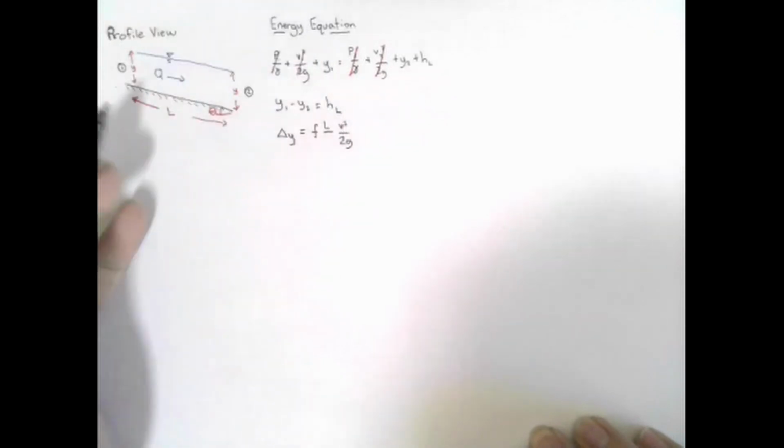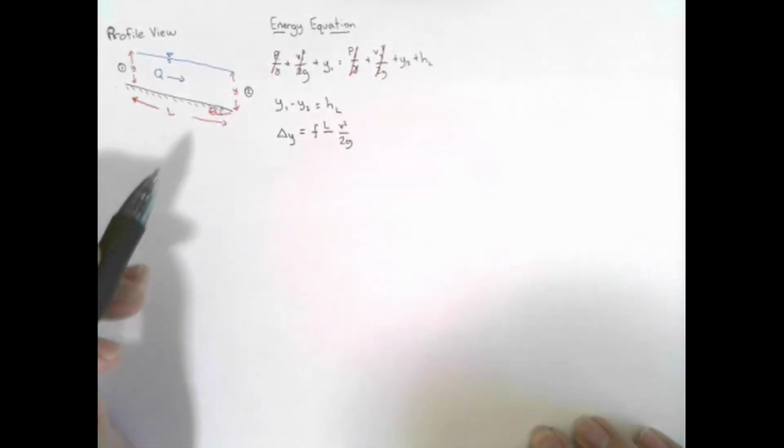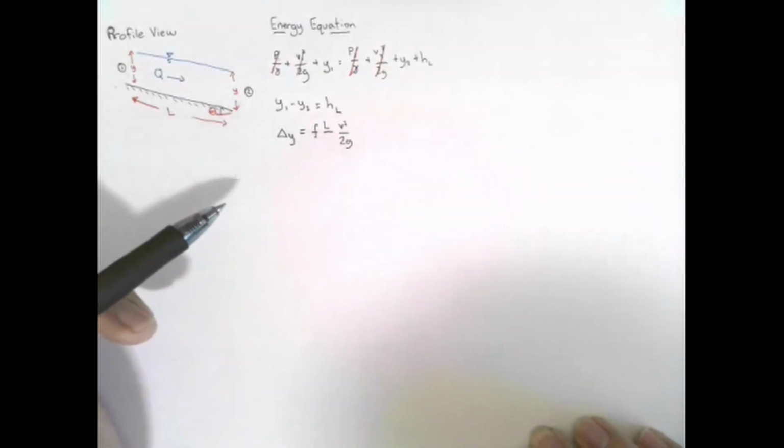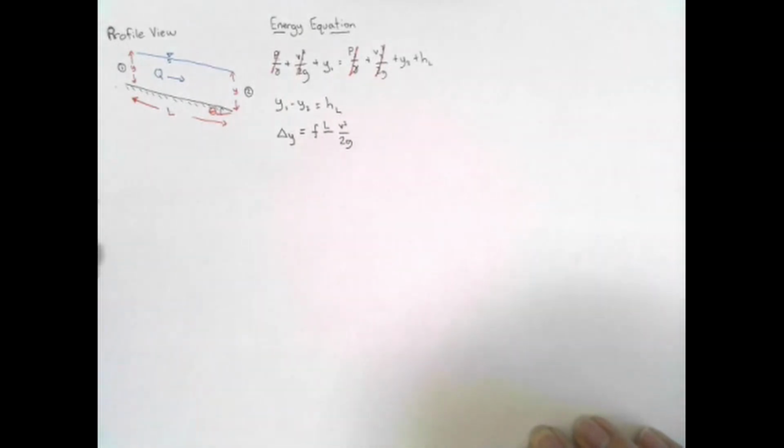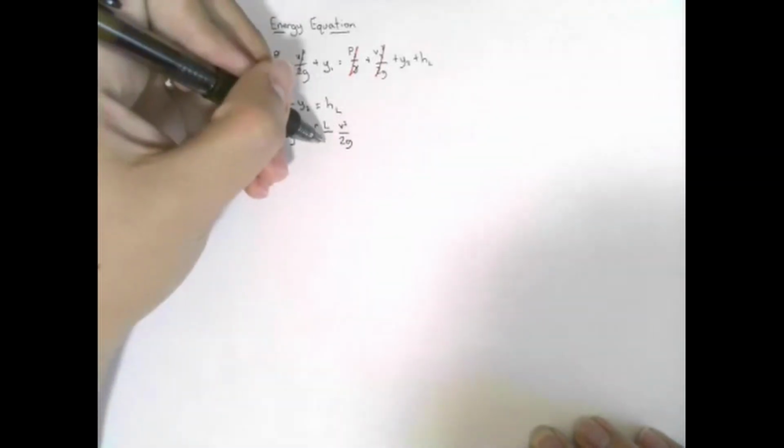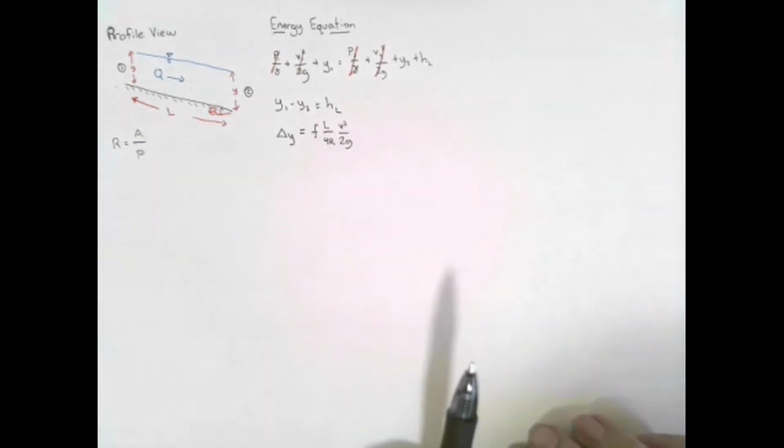Now, when we're dealing with systems that are not circular, that are not pipes, in place of the diameter, we're going to have to use a characteristic length. And that characteristic length is 4 times the hydraulic radius. From Monday's class, you may recall that the hydraulic radius R is simply equal to the ratio of the cross-sectional area to the wetted perimeter. So in the place of the diameter, we're going to use 4 times the hydraulic radius. So we get this form of the equation that essentially gives us the energy balance in this channel.